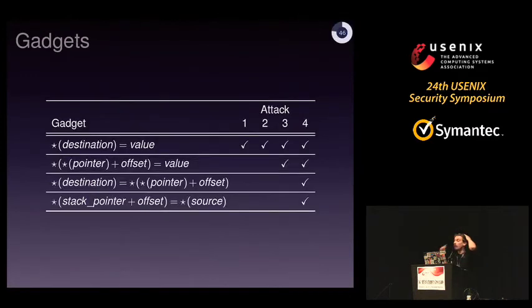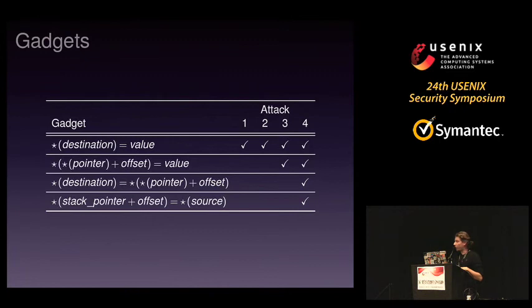So we've been talking about gadgets. What kind of gadgets we need, and how many? We need up to 4 gadgets depending on the kind of attack we need to use. So all of the attacks need the simplest gadget, the memory write gadget. You give to this gadget a destination address and a value to write there, and basically the gadget should write that value there.